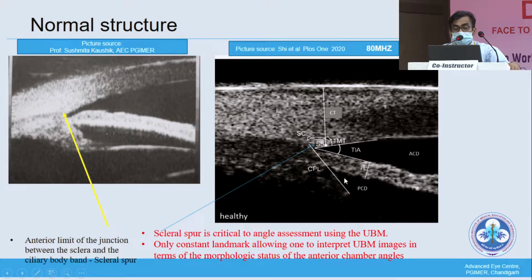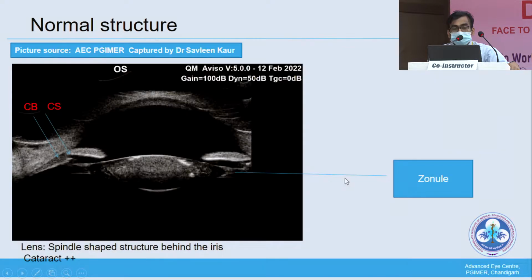And this is the ciliary process. This is the anterior chamber depth, the peripheral anterior chamber depth. This is the corneal thickness at the periphery. This is the posterior chamber. Next, the lens is usually a spindle-shaped structure. Here you could see the spindle-shaped lens, though there is a cataract, and these are the zonules. This is the ciliary body, and this is the ciliary sulcus, the space between the ciliary process and the posterior part of the iris.